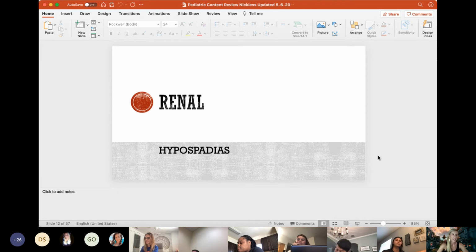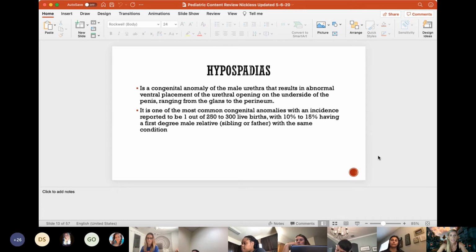Alrighty, hypospadias. So I know on the final you loved my pictures, but knowing that this is the ventral placement of the urethra, so the underside of the penis, okay? Whereas epispadias is going to be on top, and it is the most common congenital anomaly. So 1 out of 250.